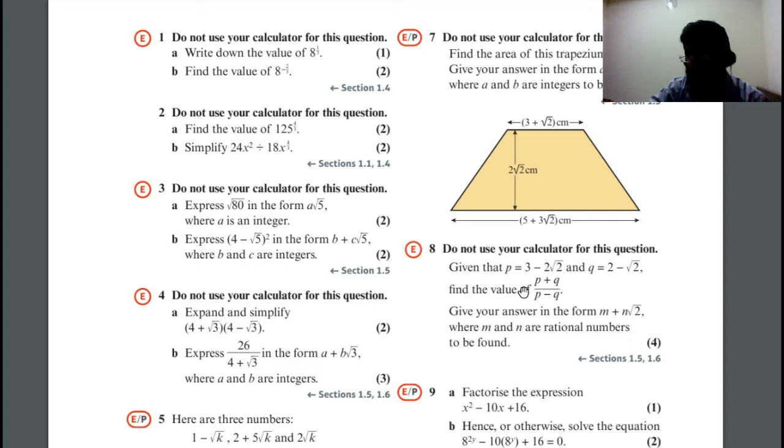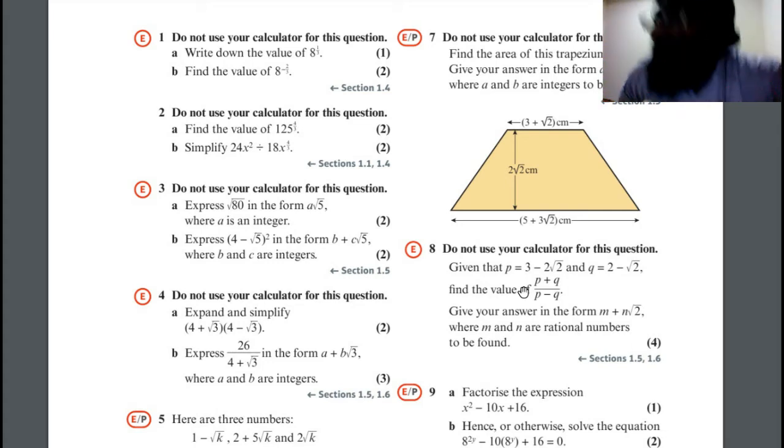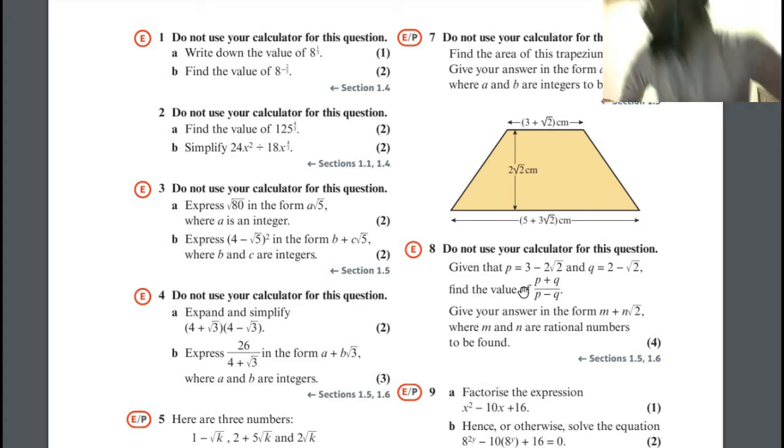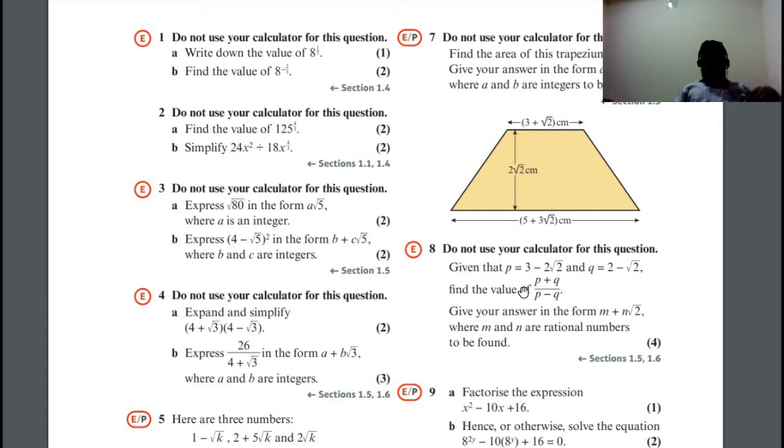Okay, man, stop. Express root 80 in the form a root 5, where a is an integer. Root 80 will become root 16 times 5, so it'll be 4 root 5. Perfect.